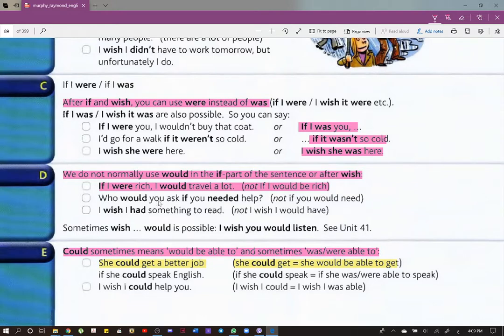Who would you ask if you needed help? All right. I wish I had something to read. Okay. So the قاعدة here: we don't normally use would in the if part of the sentence or after wish. Also here, we can't say I wish I would have something to read. Don't say that. You have to say I wish I had something to read. Okay.